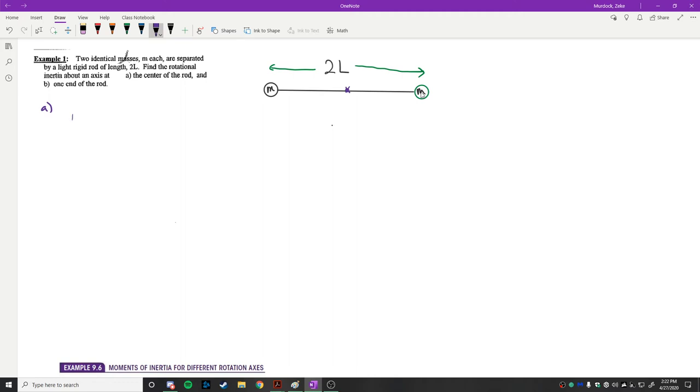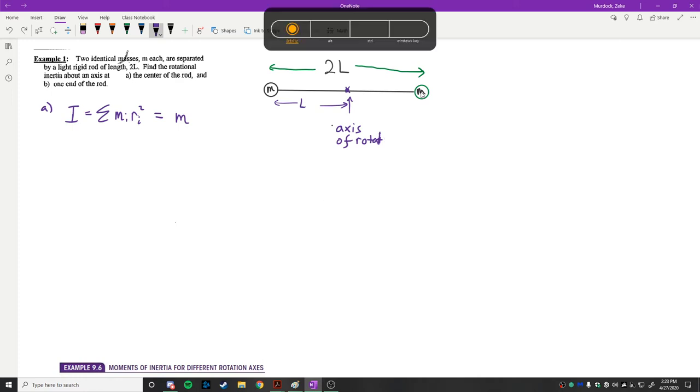Well, our definition is that we find moment of inertia by summing over each mass in my system, and then I multiply by the distance that each of those masses is to the center, or, well, really, it's to the axis of rotation, right? That's what I said r_i is. So in this case, I've got one mass right here, and it's a distance L to the center, axis of rotation. I should be really clear here, in case you're turning away from your computer for a second, this is the axis of rotation for part A. You're trying to rotate this system around its center.